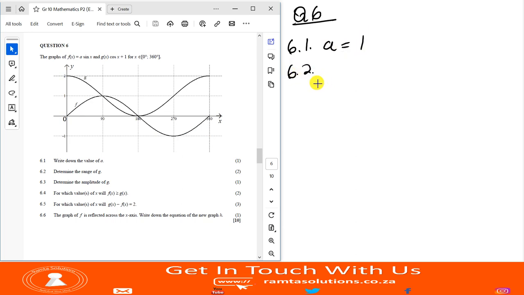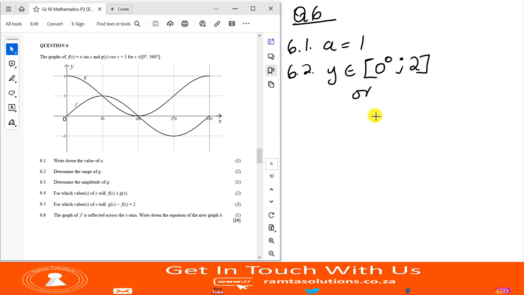6.2, determine the range of g. As I look at it, you will say y is an element of the range. What is the lowest y value of g? This is g, guys. The lowest y value is 0. Does it touch that? Yes, it touches it, so it will be a square bracket. What is the highest y value? The highest y value is 2. Does it touch 2? Yes, it does, so it will be 2 with a square bracket.